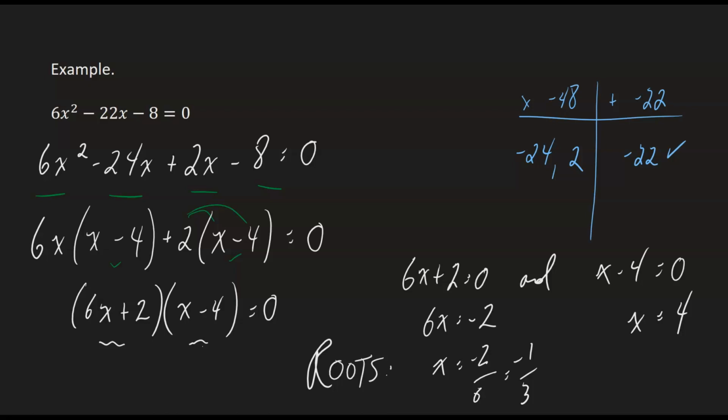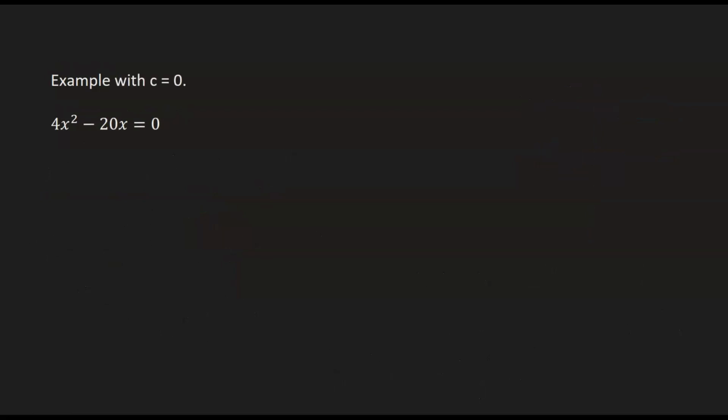X equals negative 1/3 and x equals 4. In this next example, we have a quadratic equation in which the c value is equal to 0. And this actually makes it a lot easier. We factor still, look for the common factor.